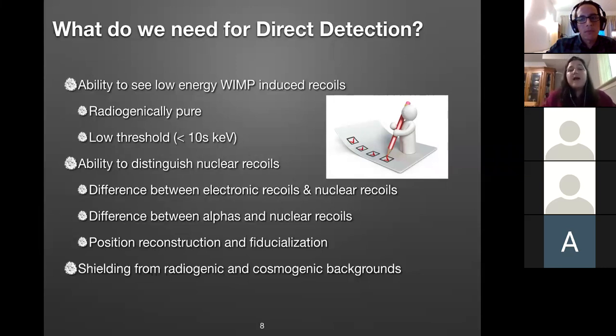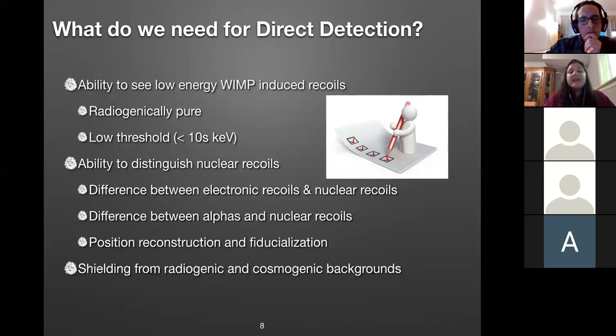Our next most common problem are alpha decays from radioactivity. And if we can tell the difference between an alpha particle, which is really a nucleus, the helium nucleus, moving in our detector and our main target material nucleus moving, that again makes sure that we can get rid of a lot of backgrounds.